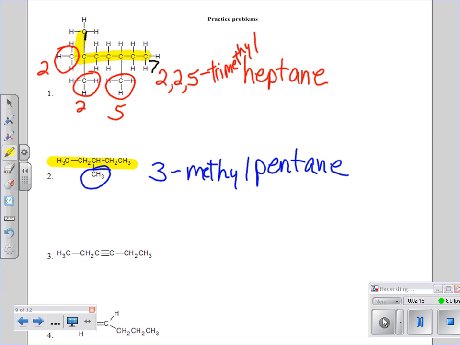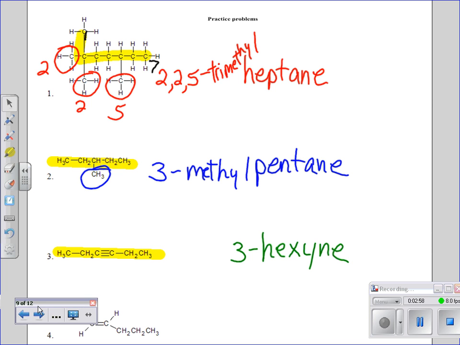Next one. There's our longest chain. How many carbons? 6 carbons, so hex. Ine. Hexine is the first thing we want to think about, how we have that ending. Where is our triple bond going to be located? Number 3. So that's the first thing I have to think about. And to be honest, that's the only thing I have to think about because I am now done. There's no alkyl groups coming off of there. So it's just 3-hexine.